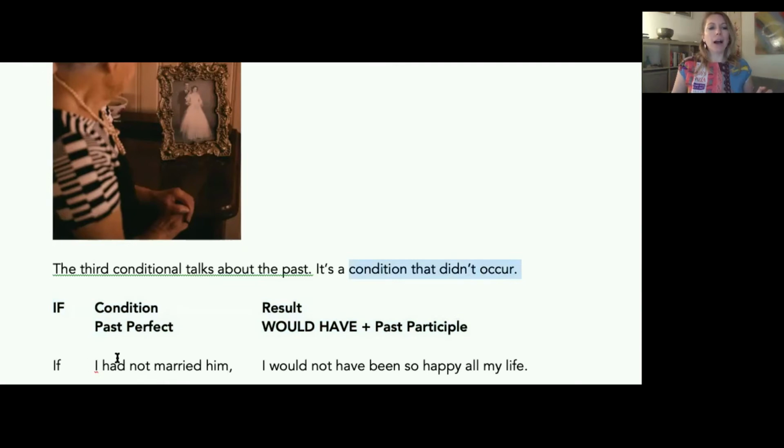So if I had not married him, I would not have been so happy all my life. Would not have, there's the would have, and then past participle, been so happy. Okay.